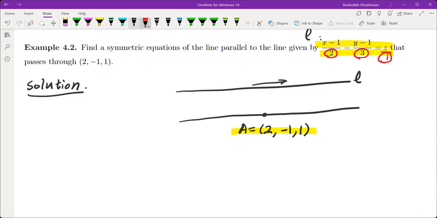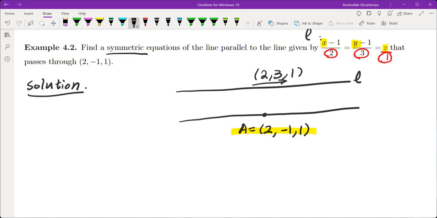But we have to make sure that the coefficients of x, y, z are 1, and in fact the coefficients of x, y, z are 1 in this equation. So we have x here, y here, and z. If the coefficients were not 1, we would have to turn them into 1. So that means the vector parallel to the line would be (2, 3, 1).